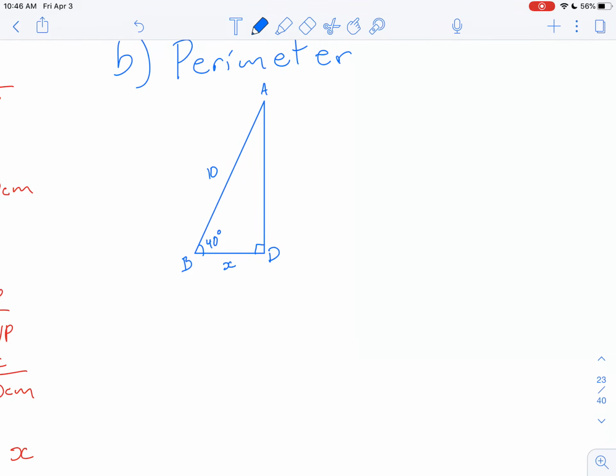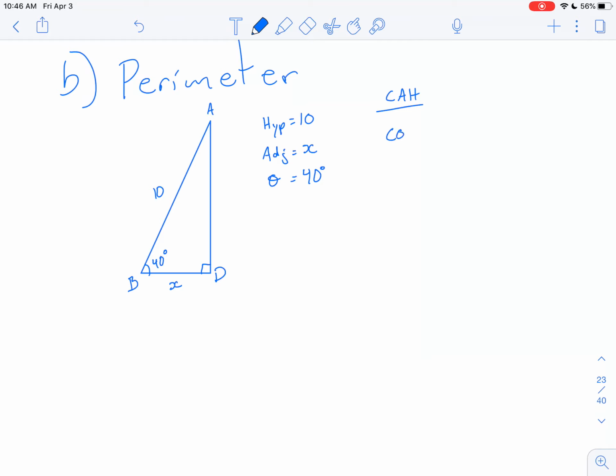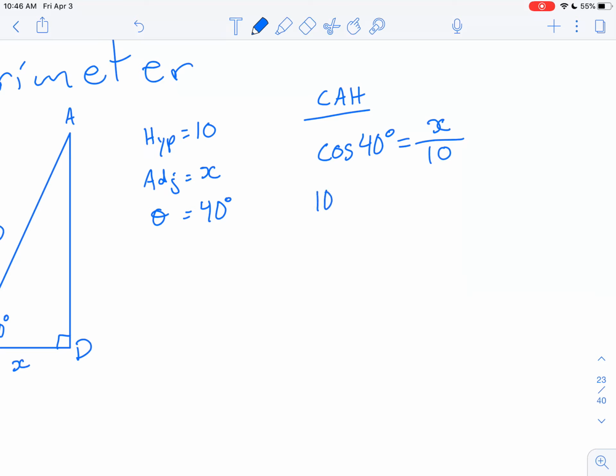So I need a trig ratio that uses height, that uses adjacent, and that uses theta. They all use theta, 40 degrees. So we can use the cosine ratio: cosine of 40 degrees is equal to adjacent x over 10. If I'm solving for just x here, I want to isolate it. I'm going to times both sides by 10. So 10 times cosine 40, I don't really need the degrees in there, is equal to x.